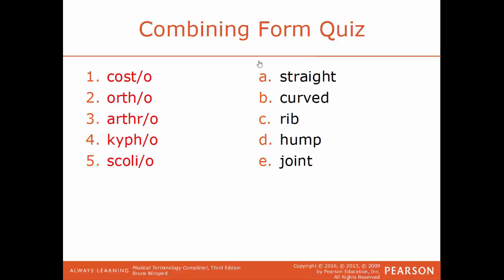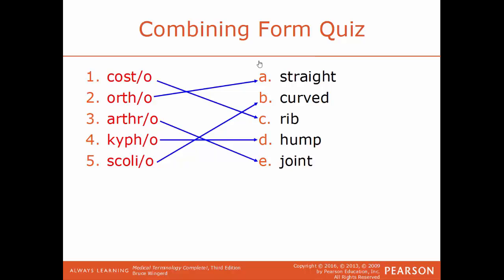So the first one, costo, is a reference to rib. Ortho, a reference to straight. Arthro, a reference to joint. Kypho, a reference to hump. And scolio, a reference to curved. Here are all the terms with their correct definitions.